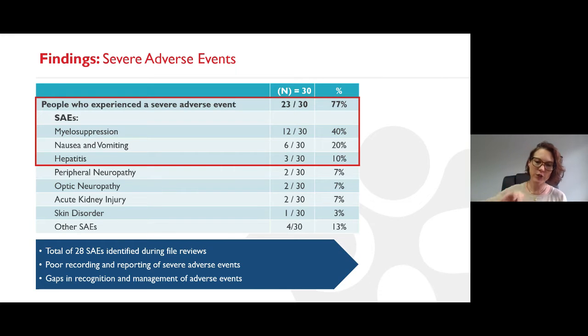We did identify in total 28 SAEs because there were some that experienced more than one SAE. And the FAR reviewers noted there was poor recording and reporting of severe adverse events in the correct place in the clinical stationery, and they identified that there were gaps in the recognition and management of adverse events.